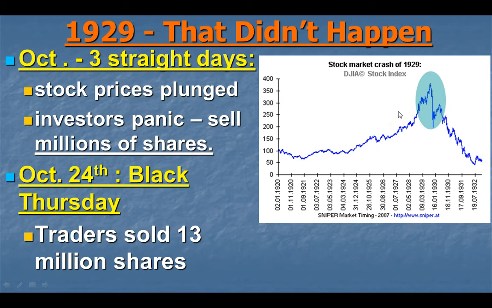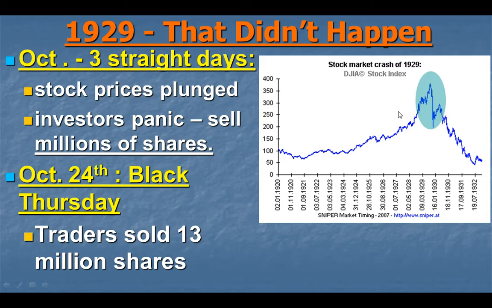October 3rd, 1929, just months after he is inaugurated as president, we have three straight days of stock prices plunging. Investors panic. They've got to get their money back because there's a big trend of buying stocks on margin, taking out loans to buy stock.